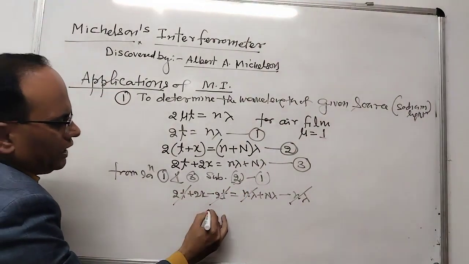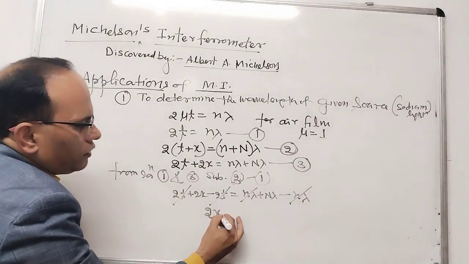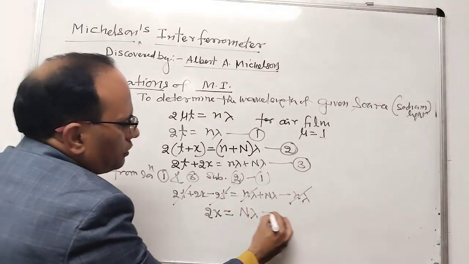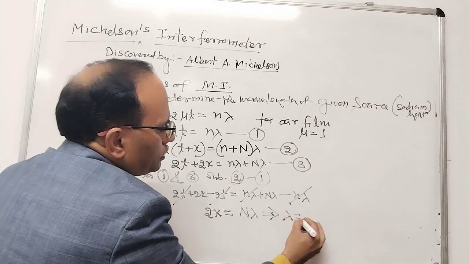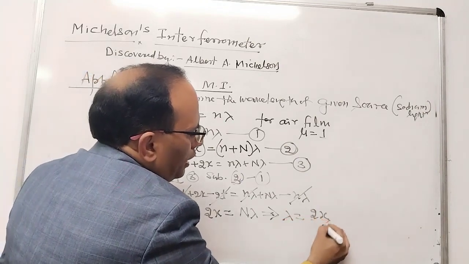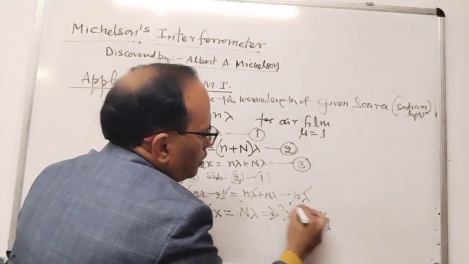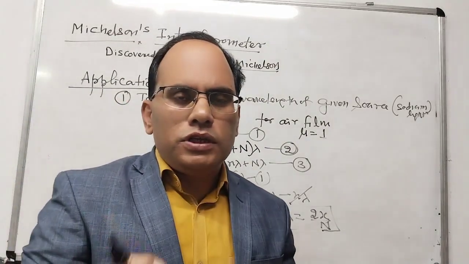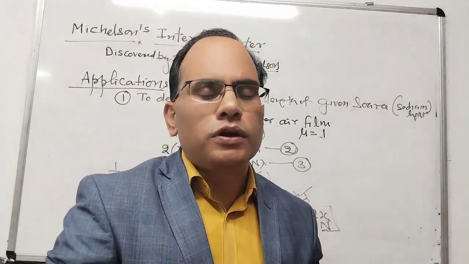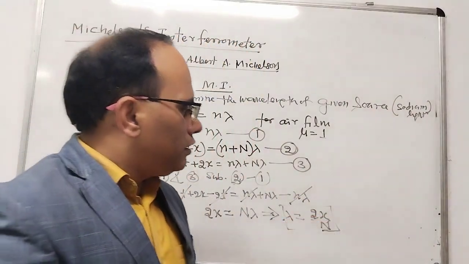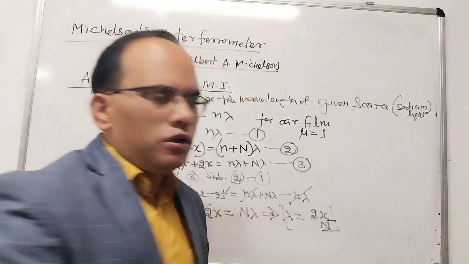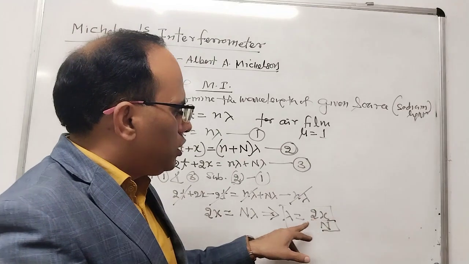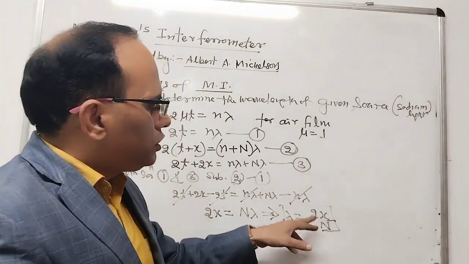So very easily we can get 2x = nλ. In that sense, one can say that λ is nothing but 2x upon n. So this is the simplified formula. In this formula, if we know the path difference, I mean the distance moved by the mirror x, and also the number of fringes moved in the cross-field of view, we can calculate λ very easily with this formula. I hope this is clear.